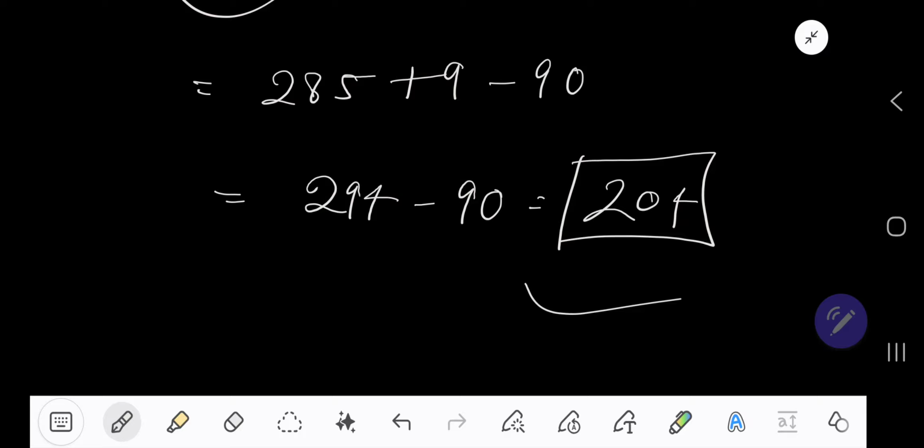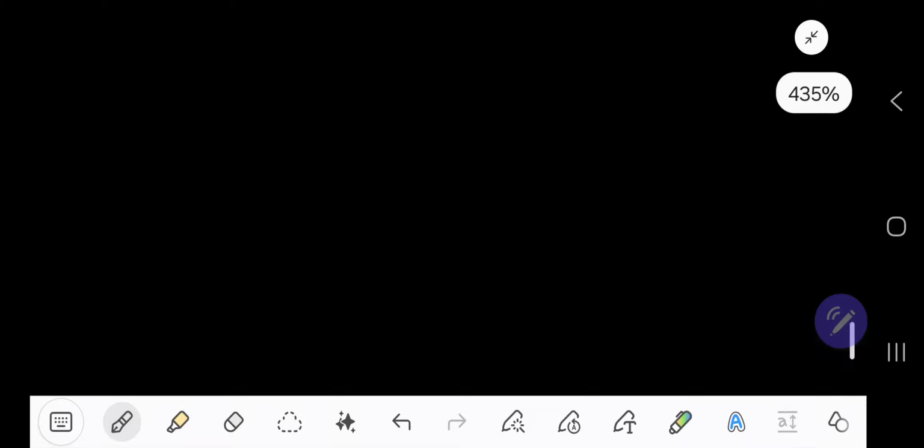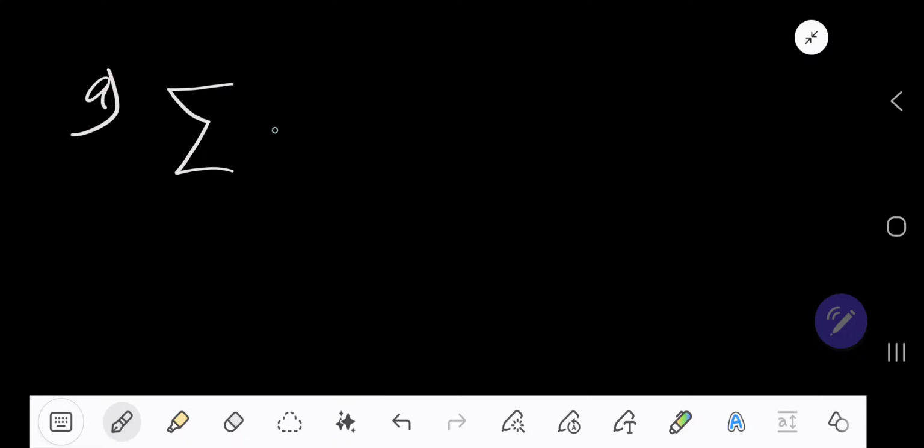And that's about it. One last question, a simple one. It's not that complicated. Okay, just a buffer question. Find the summation of 9i plus 7 from i equals 1 to, say, 8.